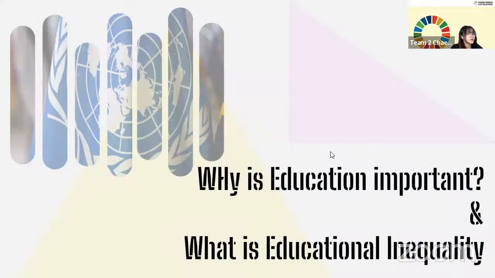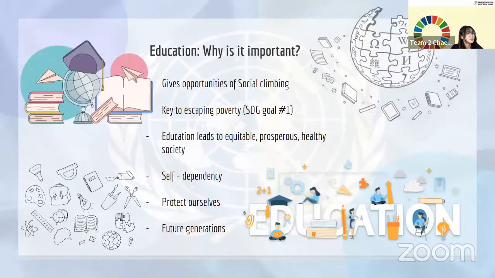First, we're going to look at why education is important and what educational inequality is. We can say that education is important as it gives us opportunities for social climbing. It is the key to escape poverty, which is SDG goal number 1. It will lead the road to an equitable, prosperous, and healthy society. It will teach us to be independent, like having self-dependency and protecting yourself, and lastly, it is important for future generations.